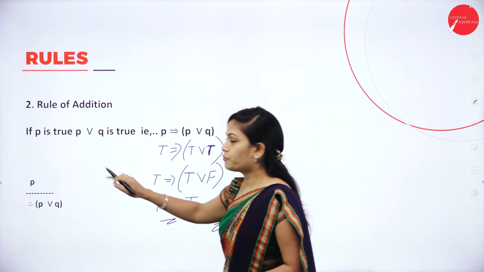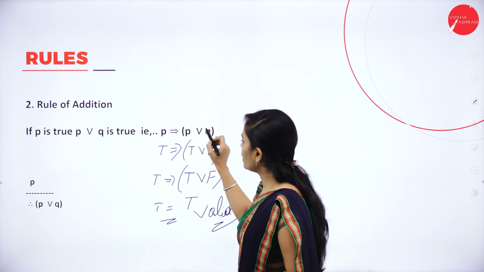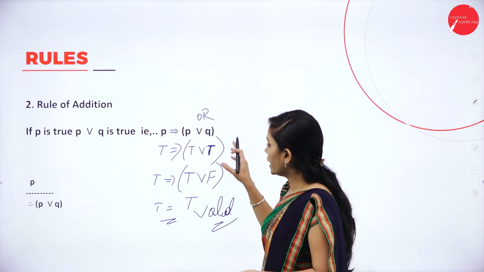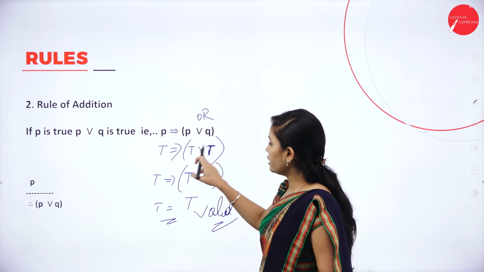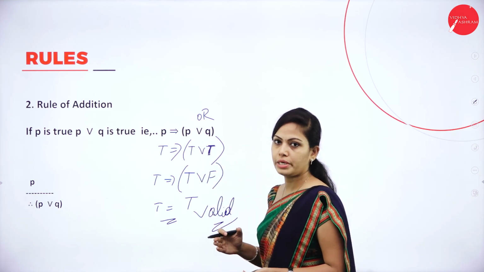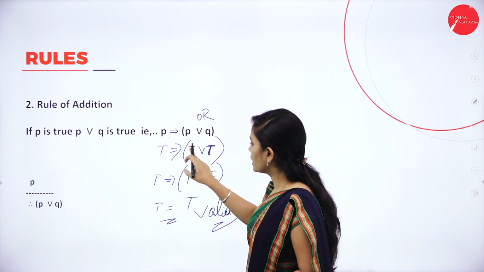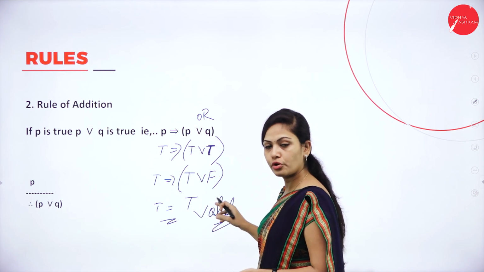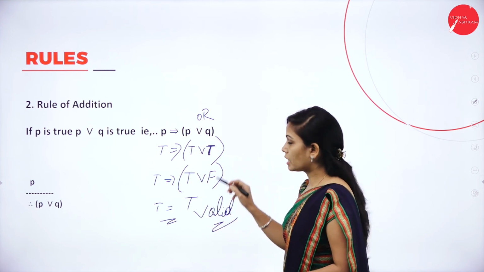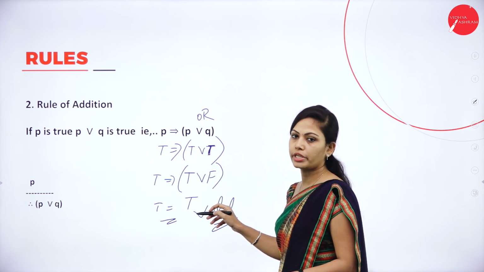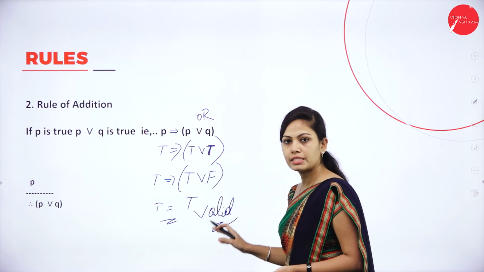I'll repeat. If P is true, then P or Q, we are using the OR operation. OR means addition operation. In addition operation, if any one of the statements is true, then all the statements are true only. If P is true, then true or true is also true, right? So, it is a valid statement. Or sometimes if you give true or false, then also you will get a true condition only. So, true is equal to true. It is a valid statement.